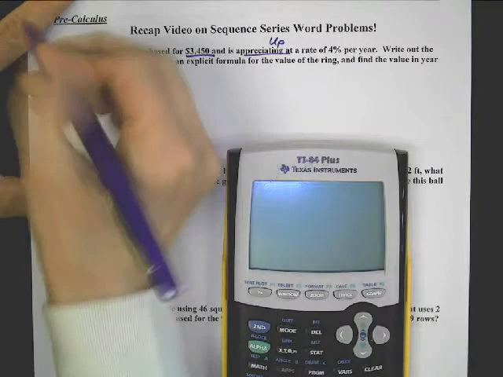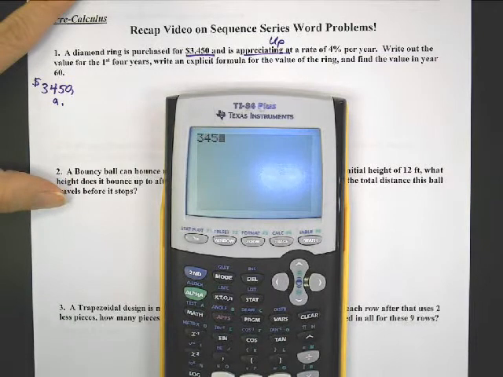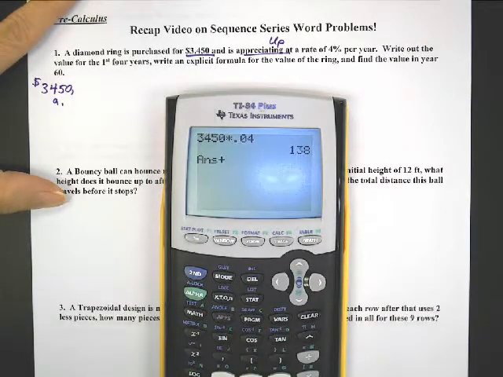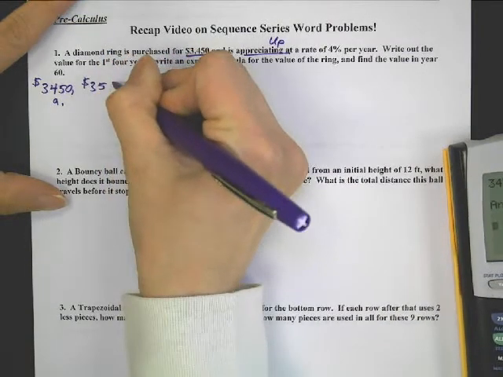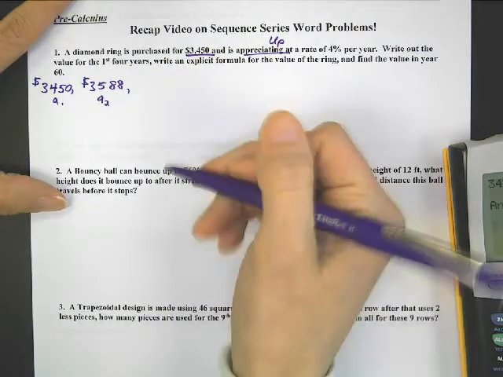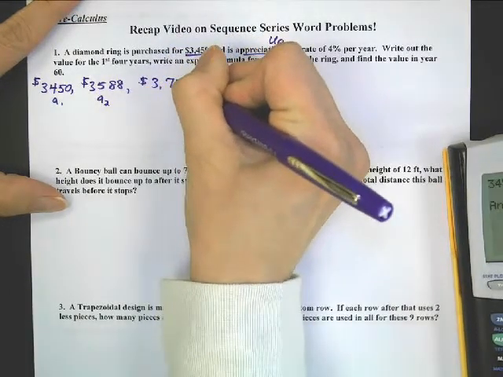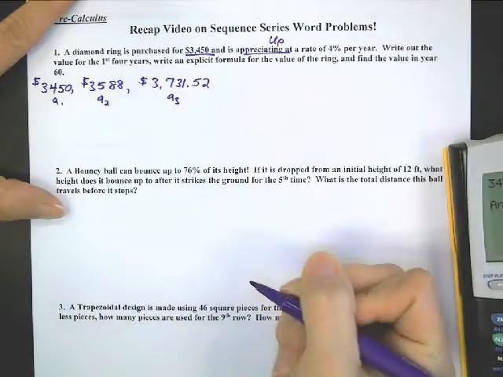And then the next year, since it's going up, what people like to do is take 3,450 and times it by 0.04, which means it's going up by $138. The new value of the ring after you add on 3,450 is $3,588, and that would be A2. Now you can continue this pattern, times by 0.04. The next year it's going to be $3,731.52. And now I can kind of see what's going on.